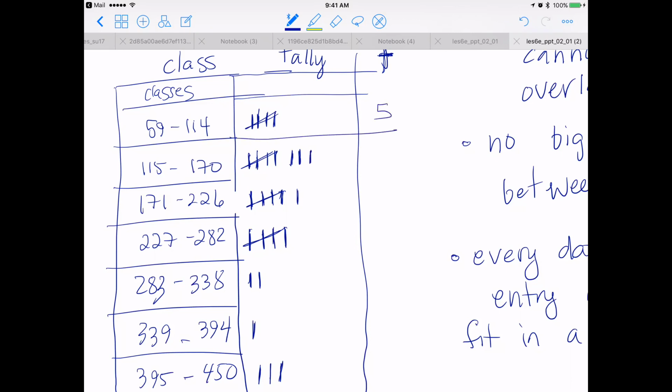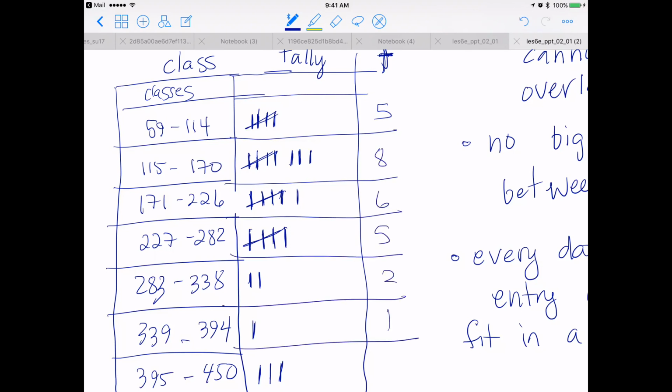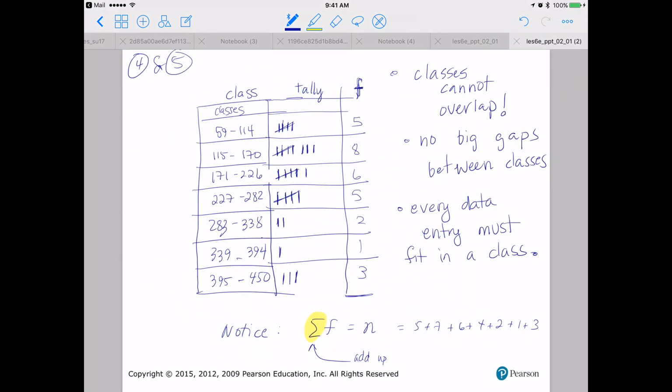So that'll be 5, 8, 6, 5, 2, 1, 3. And what is the sum of F? 30. All right, so where did we, that was wrong. That should have been an 8. Our second class was off, and then 6, and our fourth class was off. That should have been a 5. Okay, and now we'll get 30.